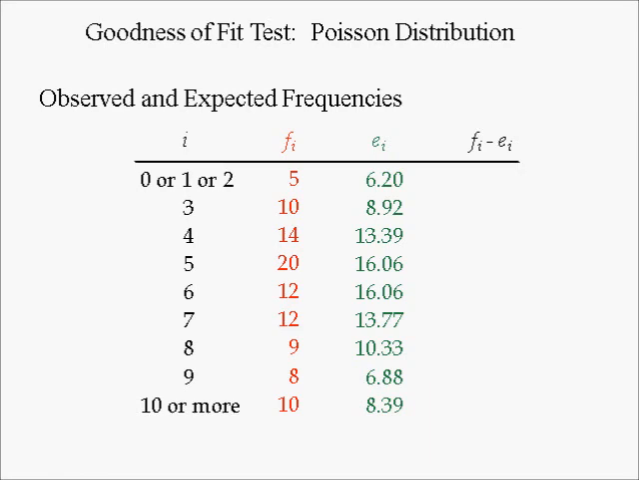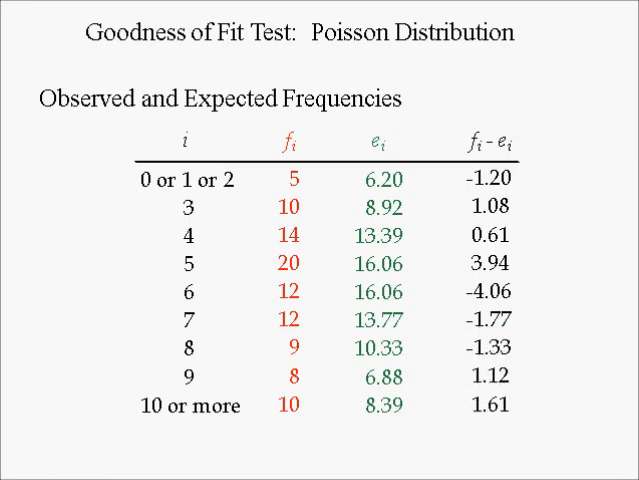So 5 minus 6.20 is negative 1.20. 10 minus 8.92 is 1.08. And so on. Now notice the largest difference is when x equals 6 occurrences. The observed frequency is 12. The expected frequency is 16.06. So there are large differences when x is 5 and when x is 6.